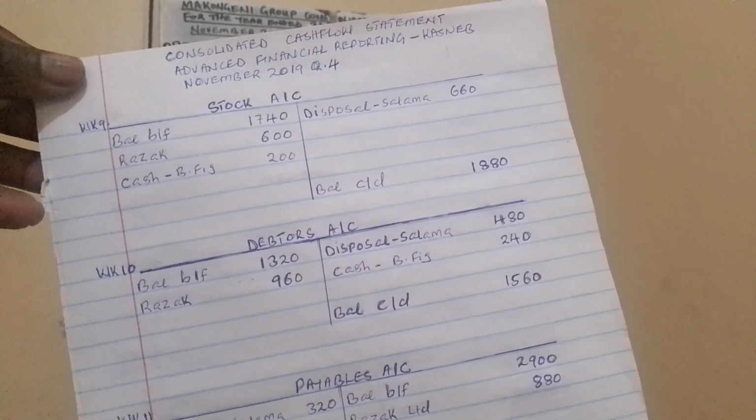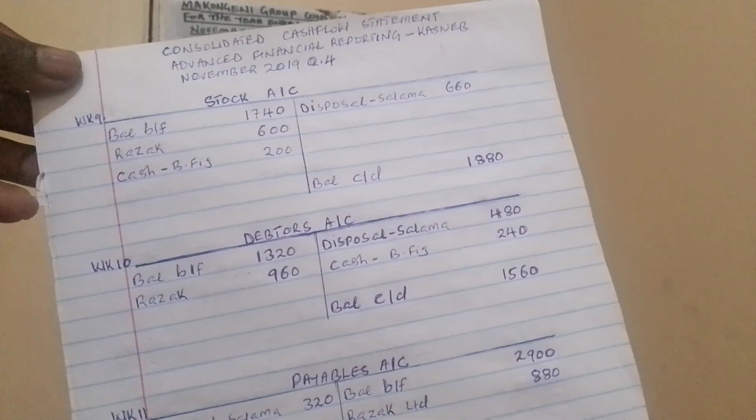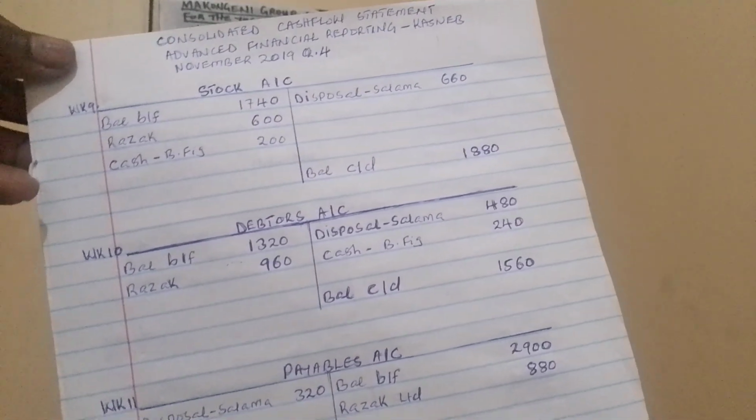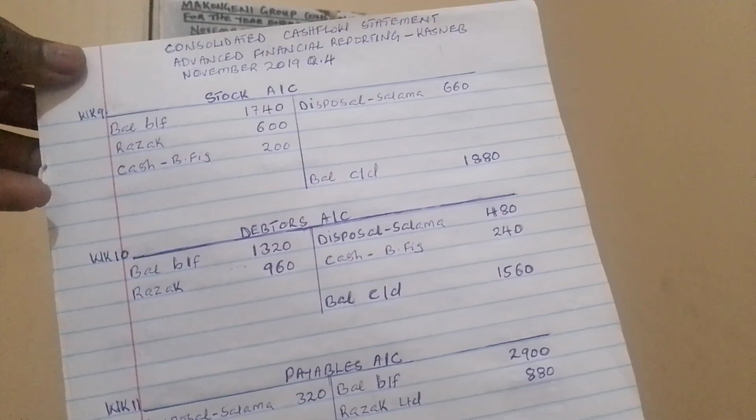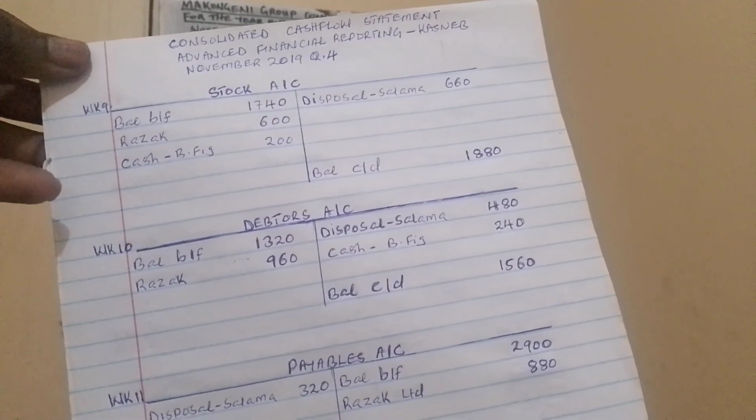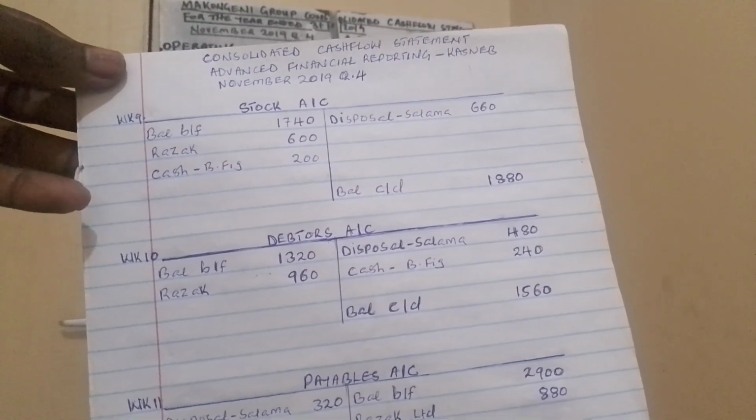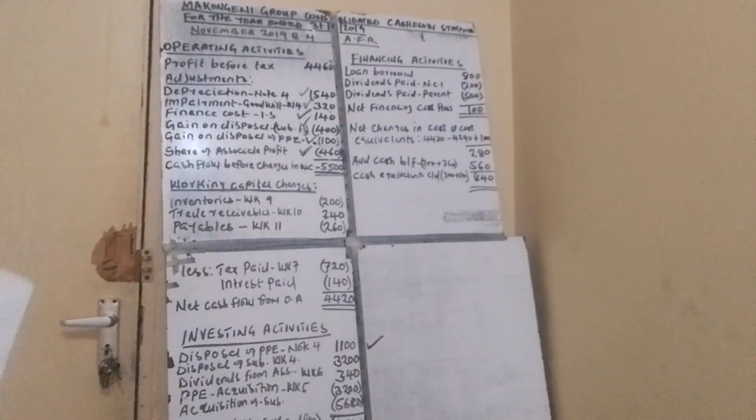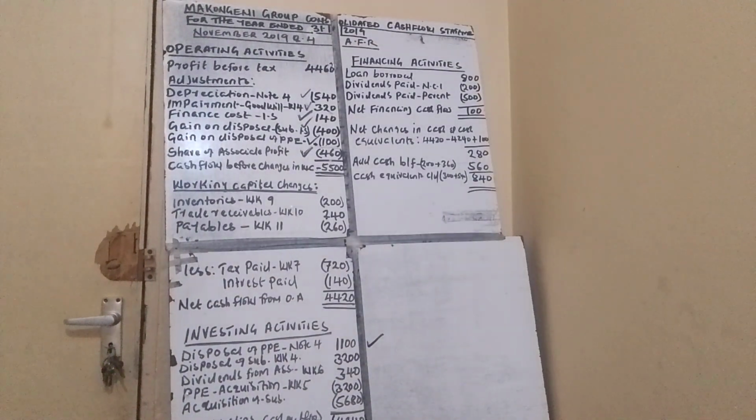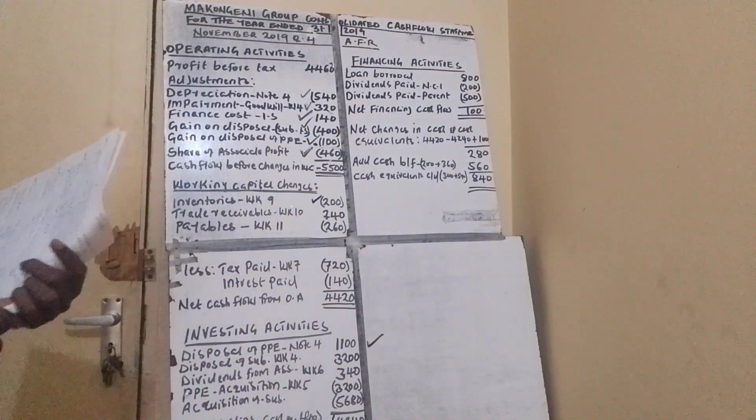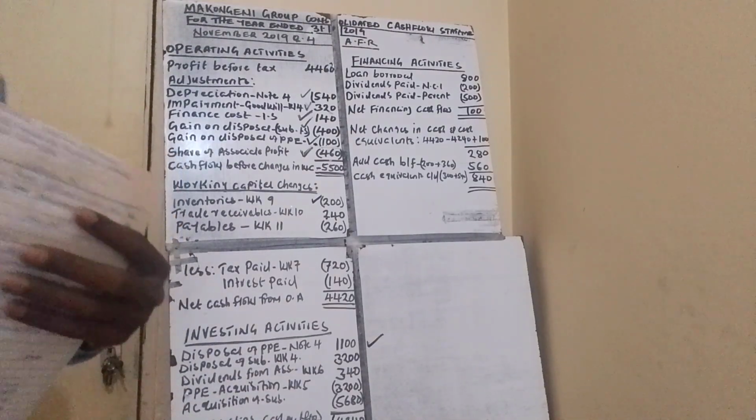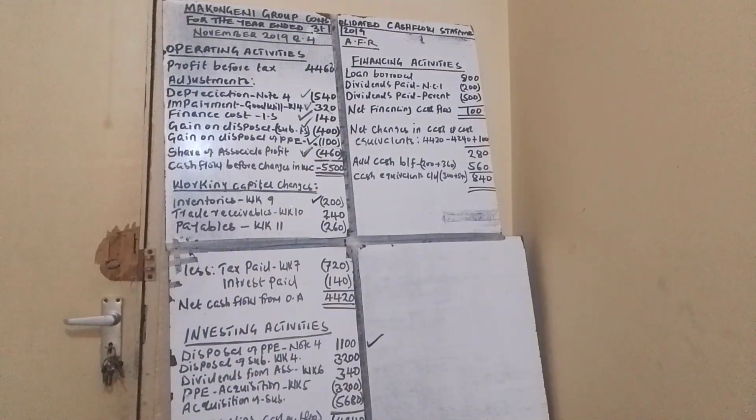The stock increased by 200. Stock increasing means we are paying for it. So money is moving out. Money is moving out so that we may purchase that stock. So that is why here we are saying you minus 200. Trade receivables is working number 10.